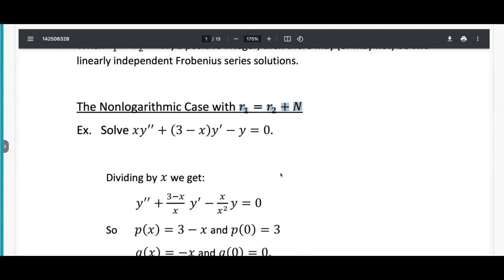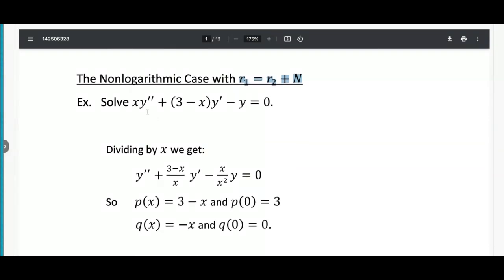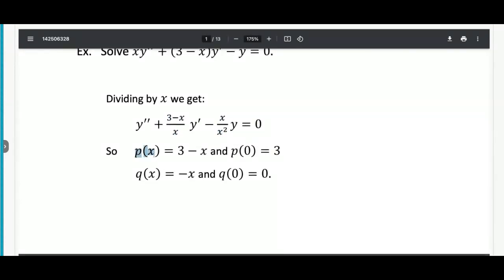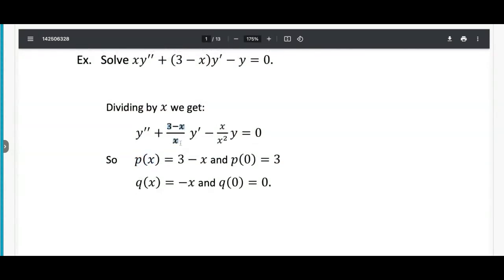So for a situation like this, where the two r's differ by an integer, let's see this example. Right, we still have a y double prime, b y prime, and c y equals 0. And we want to make a p of x, q of x form. Then little p is x multiplied by a capital P, and little q is x squared multiplied by a capital Q. So we get p as a linear function, and we get q as a linear function.